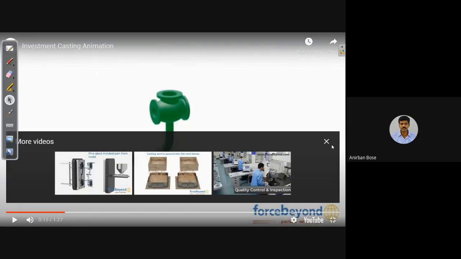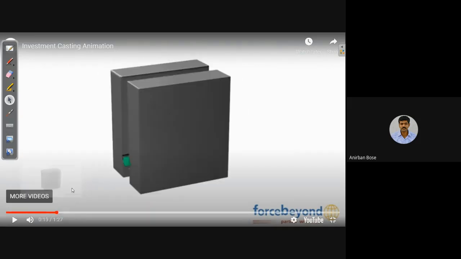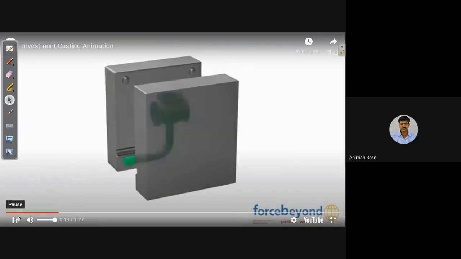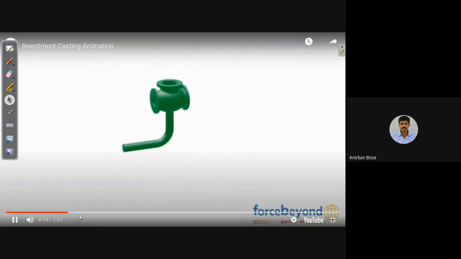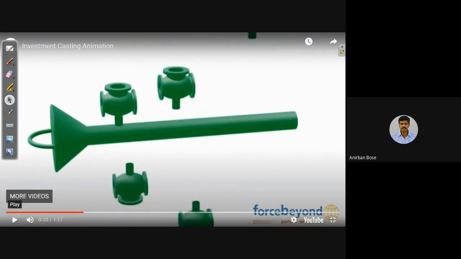So as you can see, basically the wax is injected into a die casting machine where it is cast according to the shape of the die, and initially a wax pattern is created in this way. Okay, so the main one is the wax pattern. Then it is attached with a common wax runner, as you can see, and other similar patterns are created. So multiple patterns are attached in the common runner.